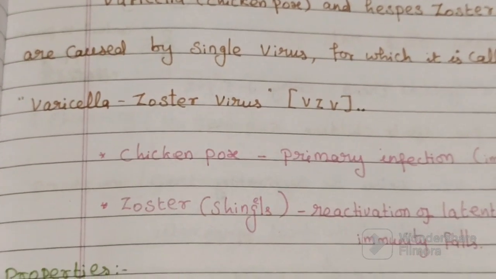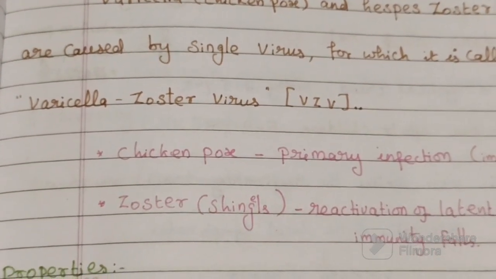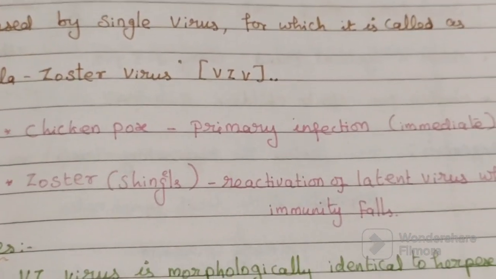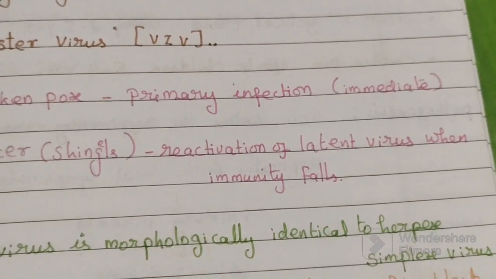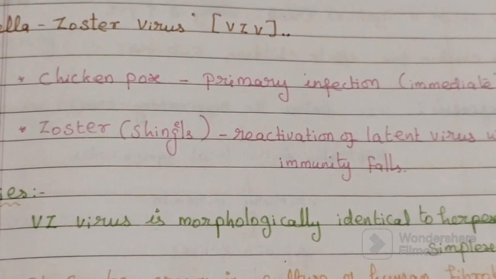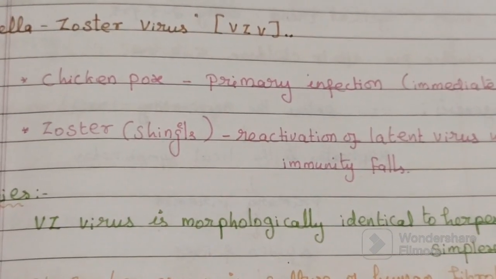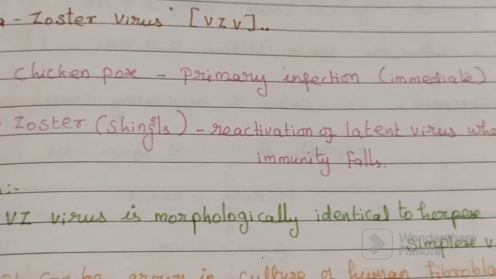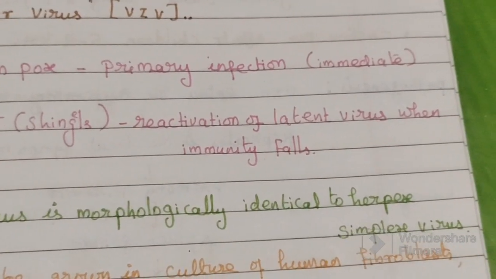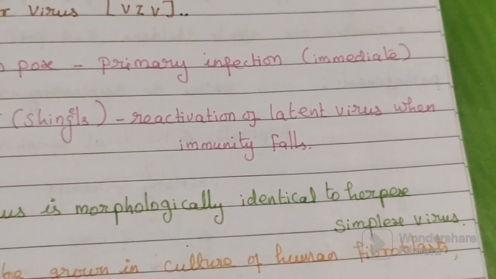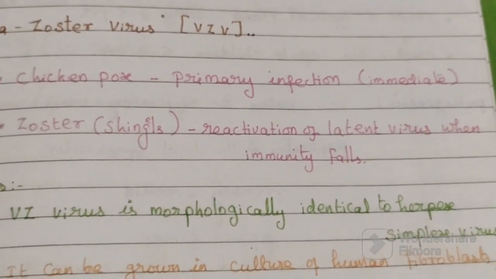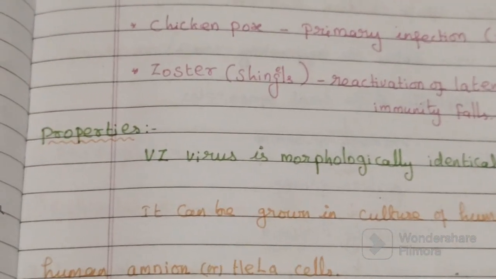First, we will discuss varicella, chickenpox. Chickenpox is the primary infection, an immediate reaction. Zoster is the one causing shingles, which is a reactivation of the latent virus. When immunity falls, only then will it cause the latent infection.